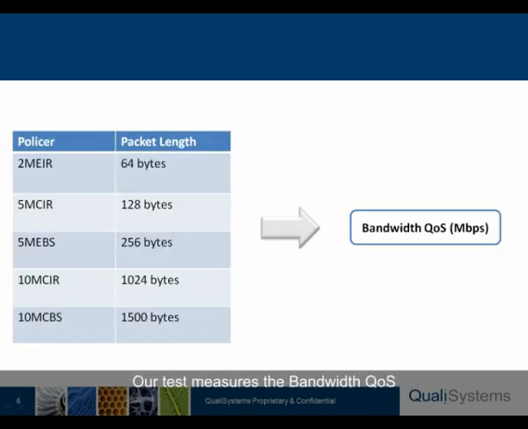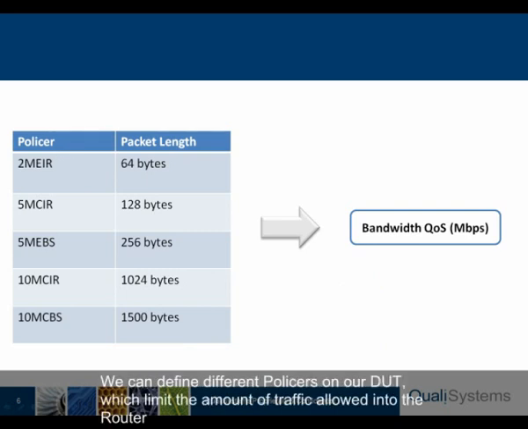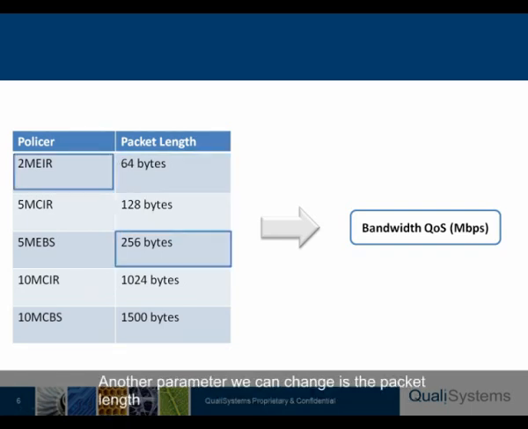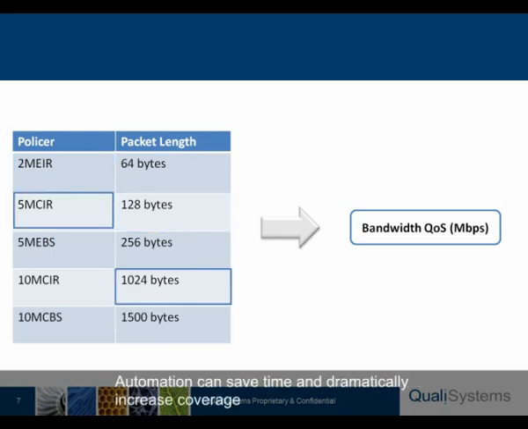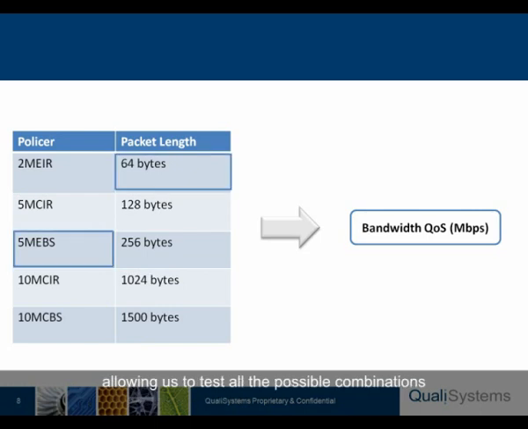Our test measures the bandwidth quality of service. We can define different policers on our device under test, which limit the amount of traffic allowed into the router. Another parameter we can change is the packet length. Automation can save time and dramatically increase coverage, allowing us to test all the possible combinations.